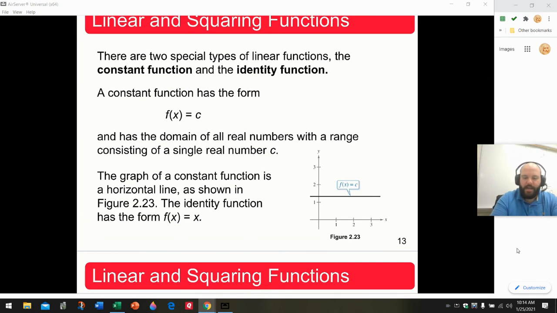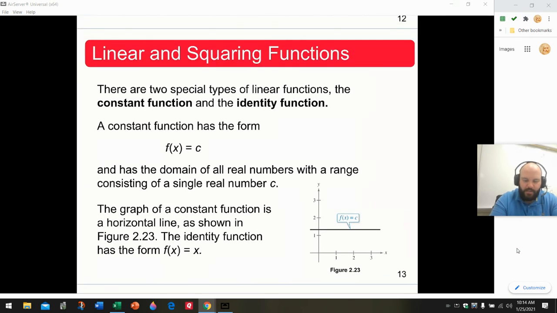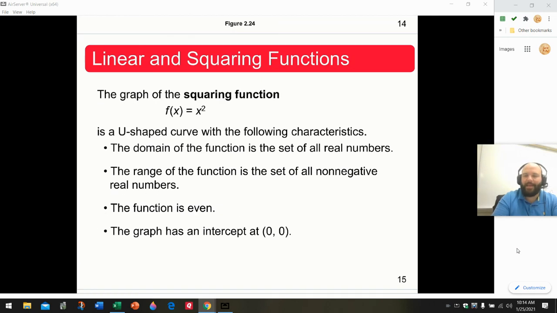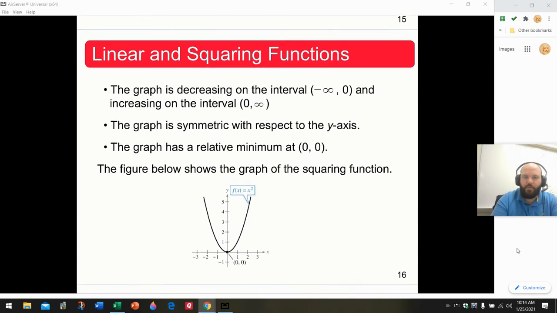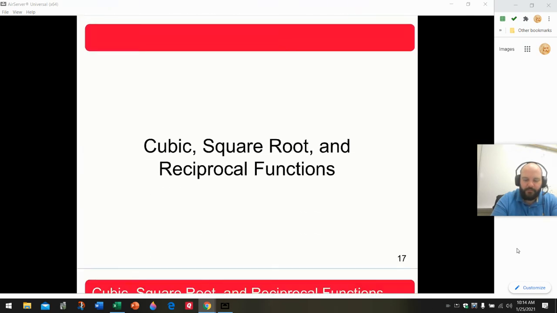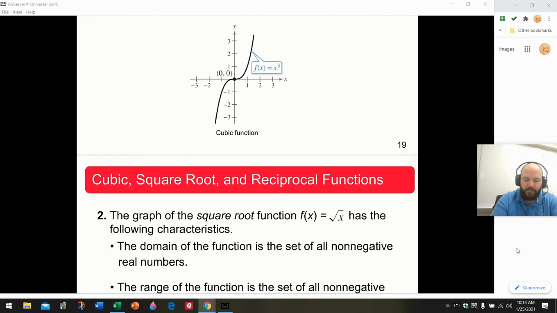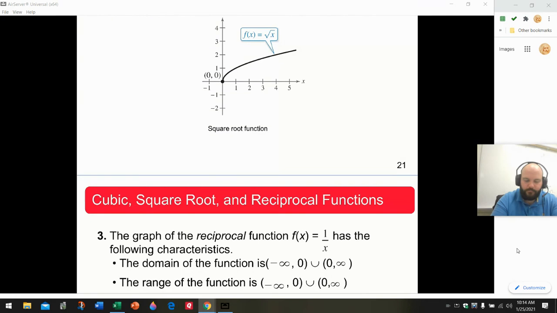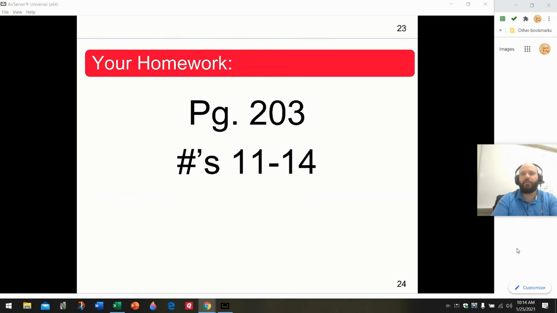Now, the next bunch of slides go through and explain the different types of functions. So here is the constant function and then the identity function. And you guys can take the time to read those if you want. That's why I always post the note packet on Google Classroom. This is the squaring function. It talks about different characteristics of it, which I basically covered mostly whenever we were writing the domain and range of each of the functions. Okay. So this talks about the cubic, the square root, and the reciprocal functions. And again, you can read those if you would like, which is why I included the packets on the Google Classroom post.